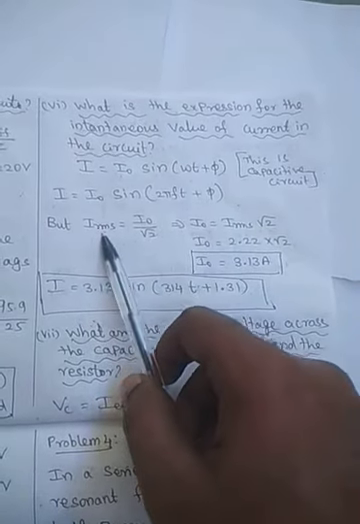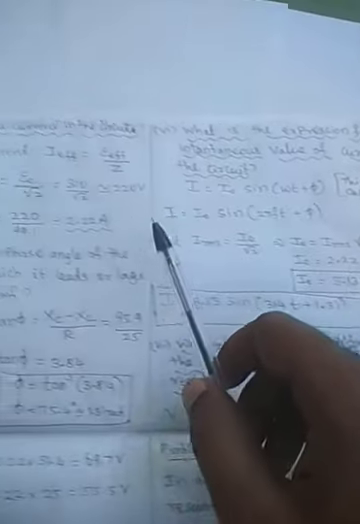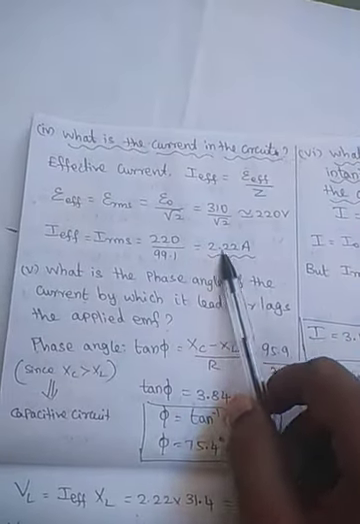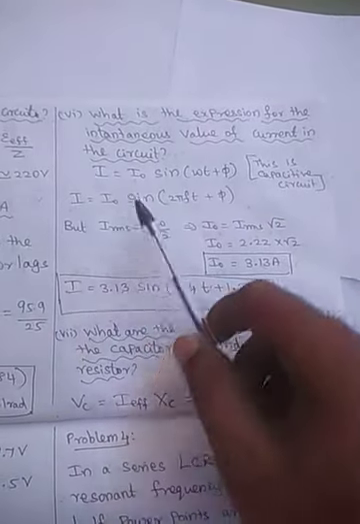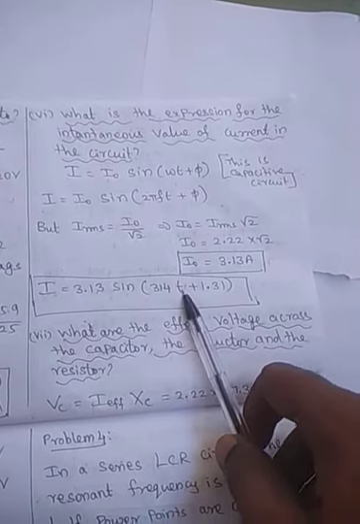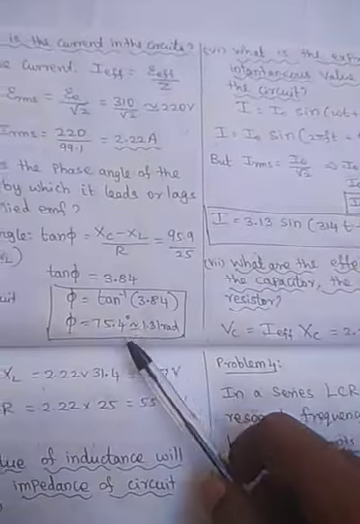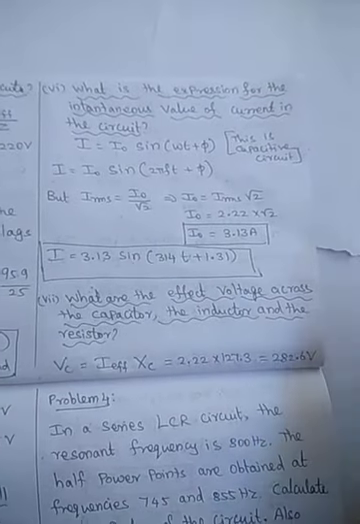So the IRMS value is I naught by root 2. So I naught is equal to root 2 into IRMS. The IRMS value we calculated in the previous subdivision is 2.22 ampere. So 2.22 ampere into root 2, we get I naught, the current amplitude value, as 3.13 ampere. So I is equal to 3.13 sine of the omega value, which is given in the question itself, 314 t plus, instead of phi, I substitute that 1.31 radian here. If you are not able to calculate, you put tan inverse of 3.84 here itself. So we may get the correct answer.